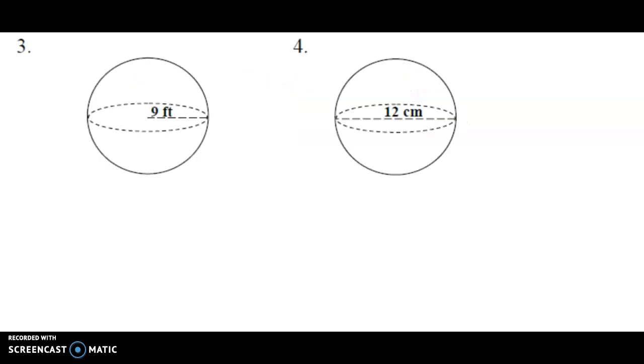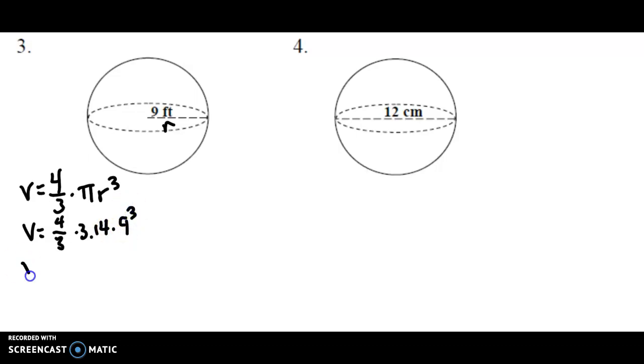So here's number 3. In number 3 we're given the 9 as the center out, so that is our radius. The formula to find volume is V equals 4/3 as a fraction times pi r to the third power. Plug in our numbers, 3.14 for pi and 9 to the third power.